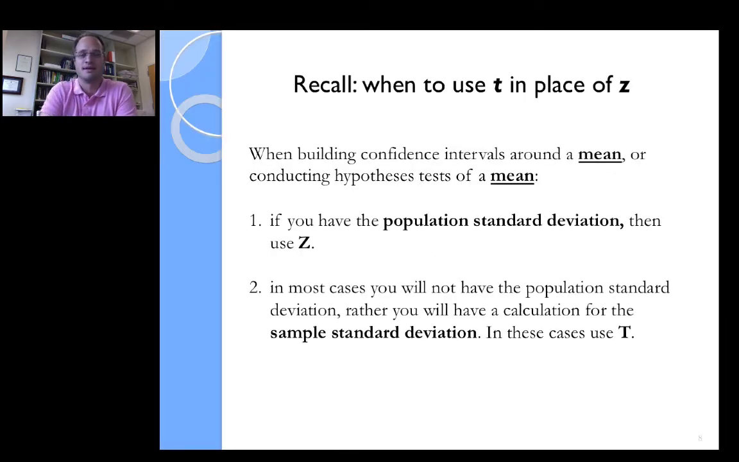This is just isolating what I mentioned before. When you're doing an analysis around the mean, either in the confidence interval world or the hypothesis test, if you have the population standard deviation, if you have sigma, then you're going to use Z. But if you don't, and this is case 2, and you have to estimate it through S, the sample standard deviation, that's when you want to use T in place of Z. It's the more conservative estimate to use.